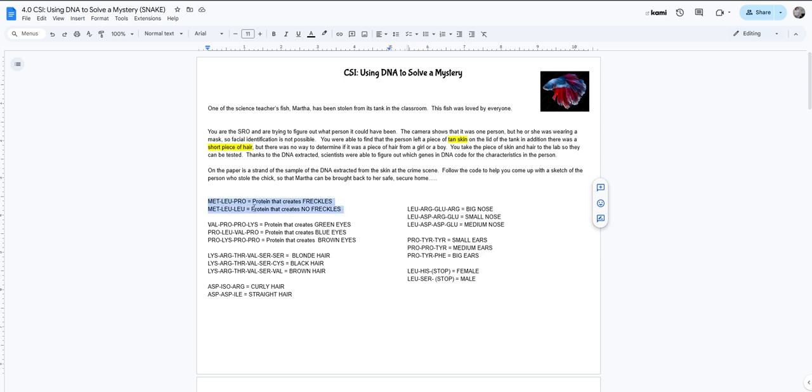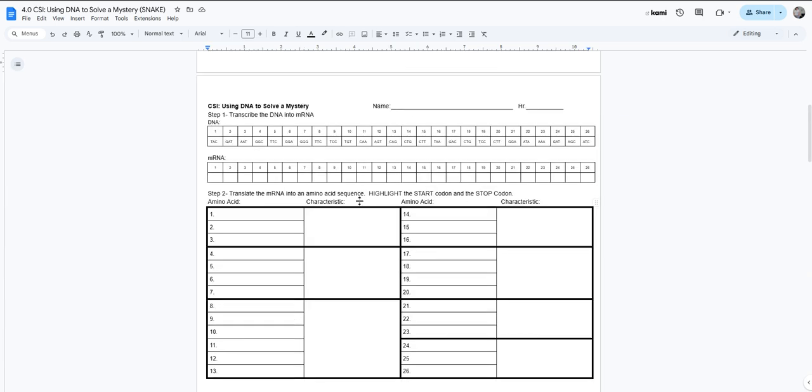So if you have MET-Leu-Pro, your person is going to have freckles. If you have MET-Leu-Leu, no freckles. You're going to do that for all of our genes, right? Make sure up here, down at the bottom, we highlight where the start and stop codons are.